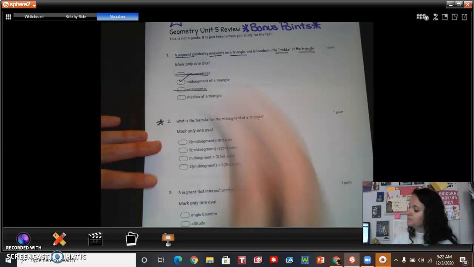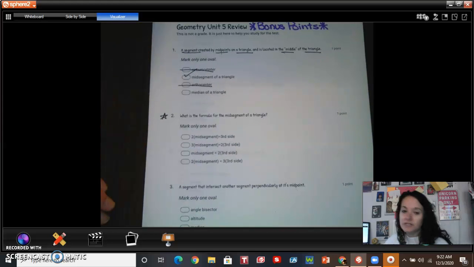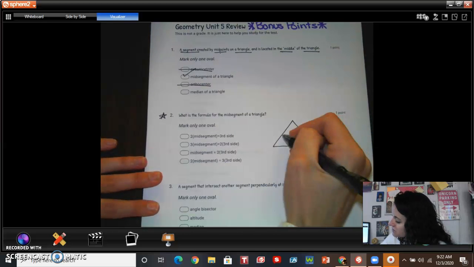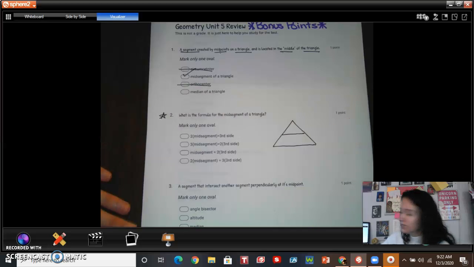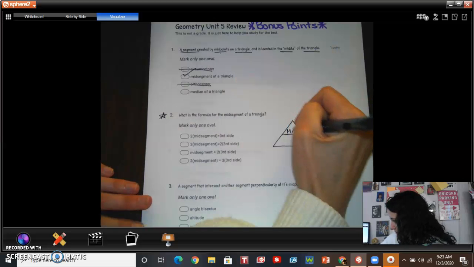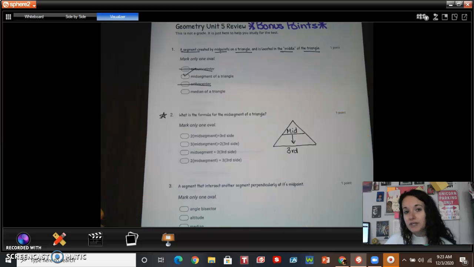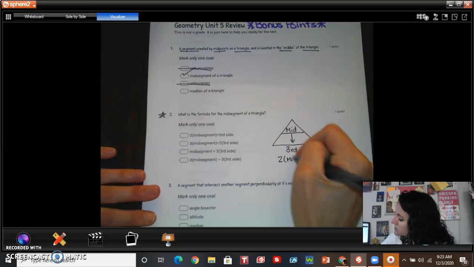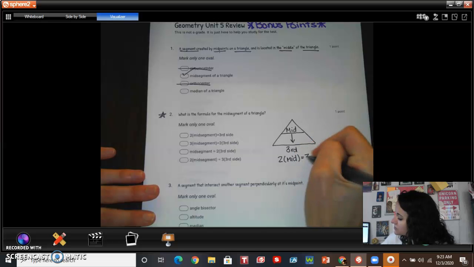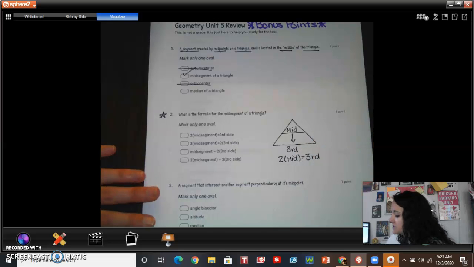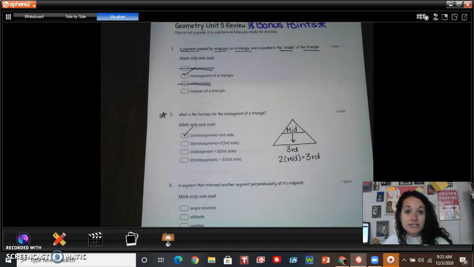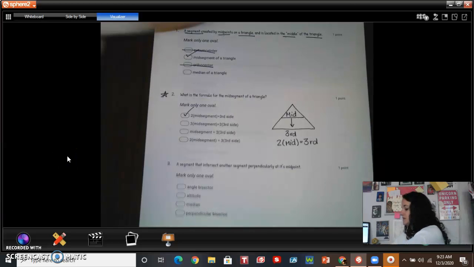A mid-segment is a segment that's kind of in the middle of a triangle. So this would be what we call the third side. Your formula for the mid-segment of a triangle is 2 times the mid equals the third side. Okay? This one is on your test.